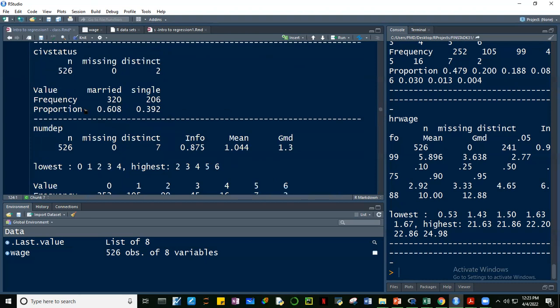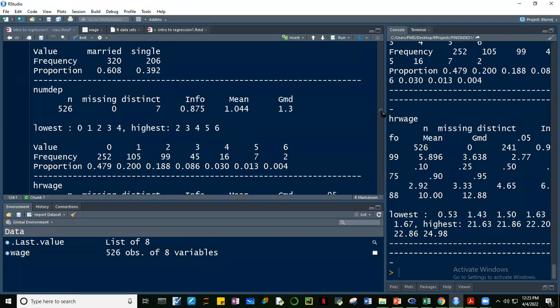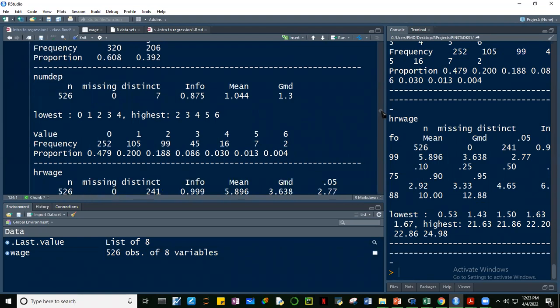Okay, so pag mga character variables guys, of course hindi naman kasi pwedeng compute yung mean, yung average, yung standard deviation, di ba? Pang numerical variables lang yan.